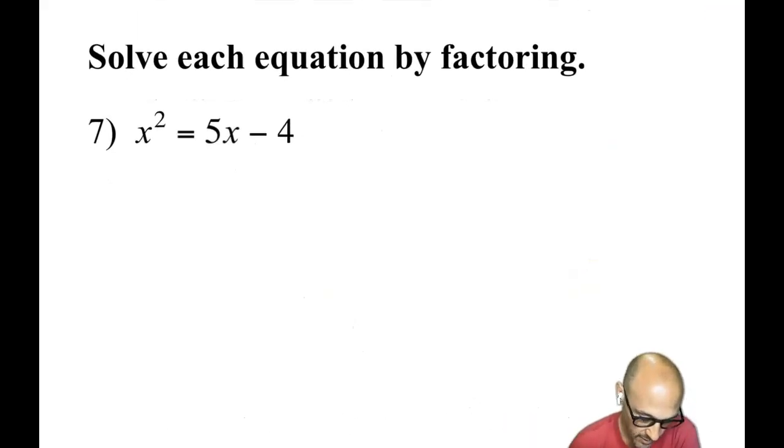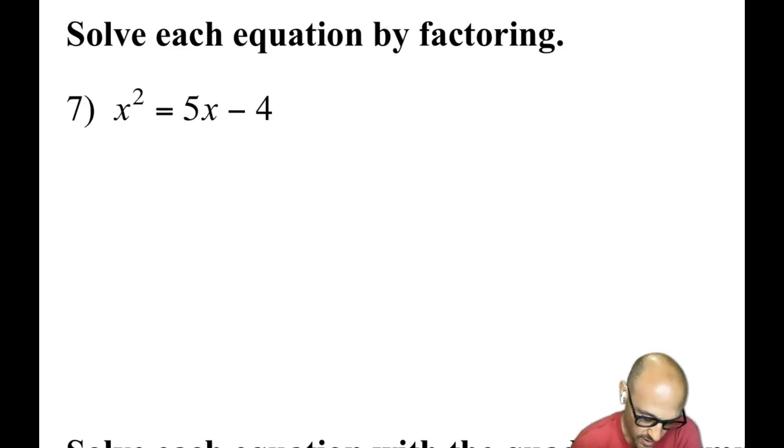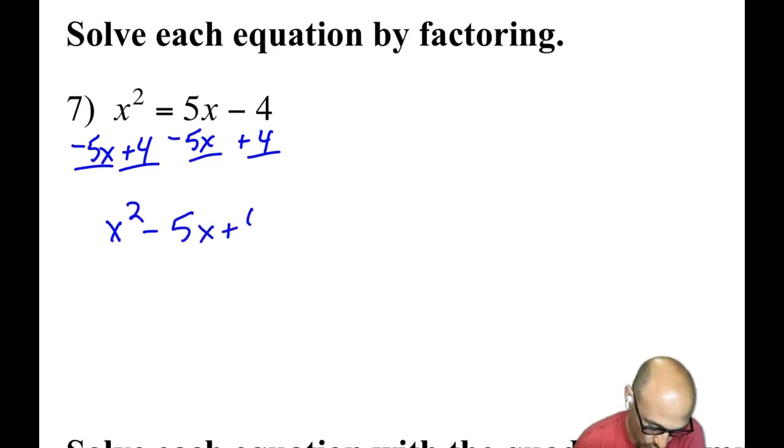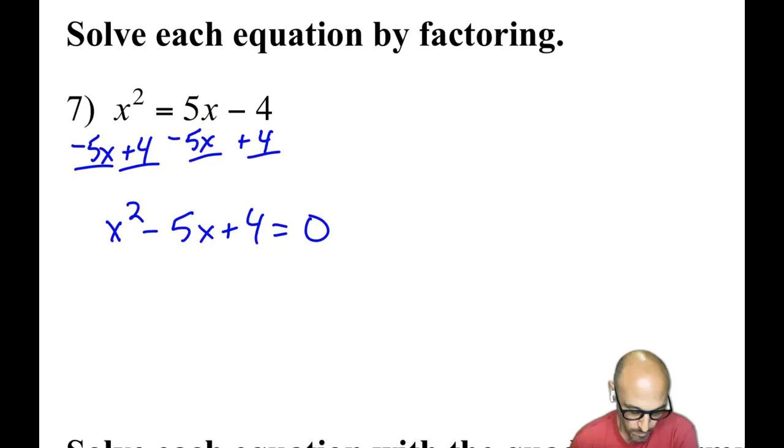Solve each equation by factoring. So here, we need to get all of our terms on one side. So I'm going to subtract 5x and add 4. And so that's going to be x squared minus 5x plus 4 equals 0.